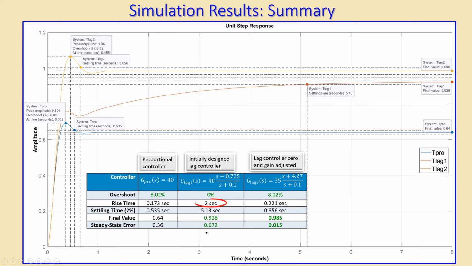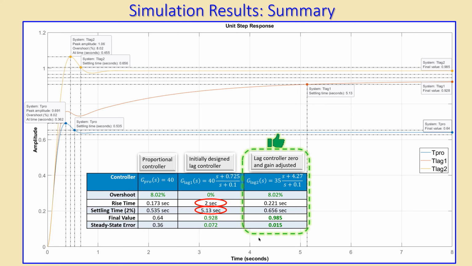So again, this is my very large rise time and settling time for the initial design of the lag controller, and I should go for this design, and that will give the best result in terms of speed and also the steady state error. So that's the lag control design for this example.